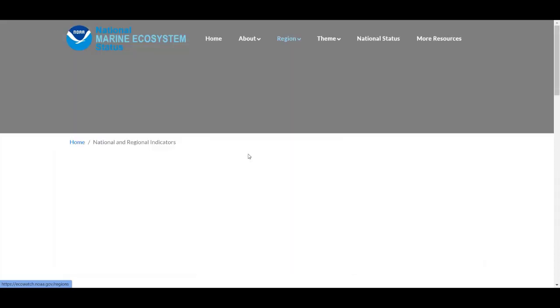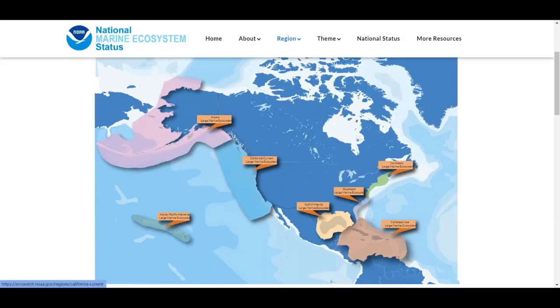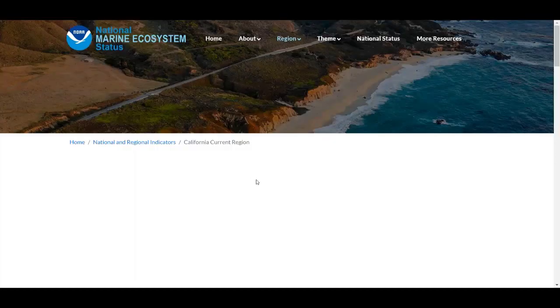So let's start with the regional indicators. These are the 7 main large marine ecosystems that we have indicators for right now. I'm happy to announce that we're actually going to be adding Great Lakes indicators to the website very soon. But let's say you are a teacher in California and you're interested in learning some more about status and trends of key indicators in the California current. You click on this page, which can also be found up at the top in the drop-down menu. It brings you to the regional page here.